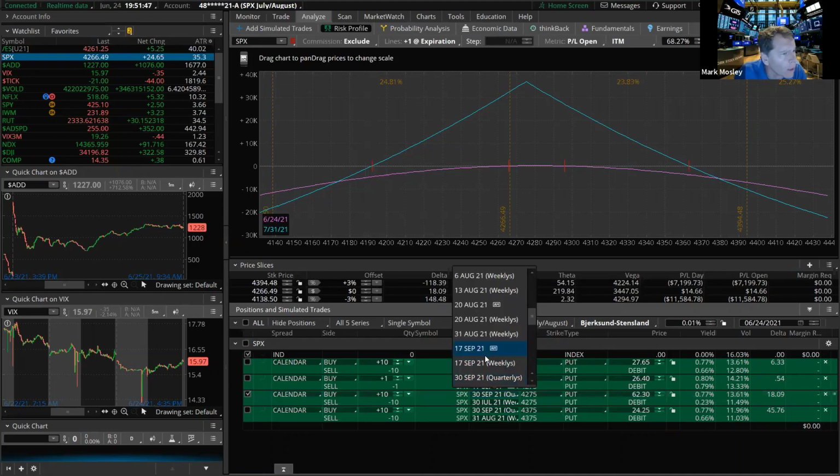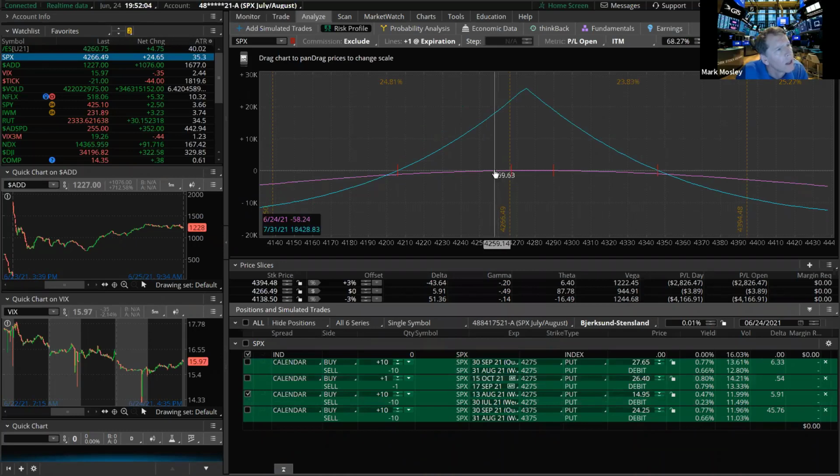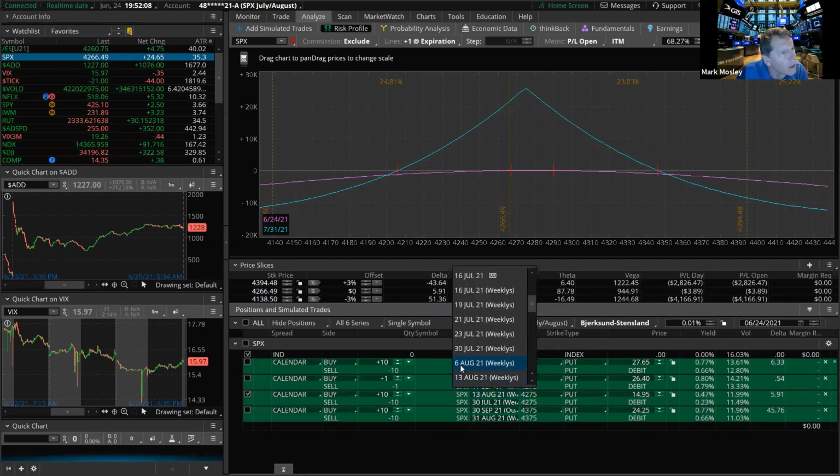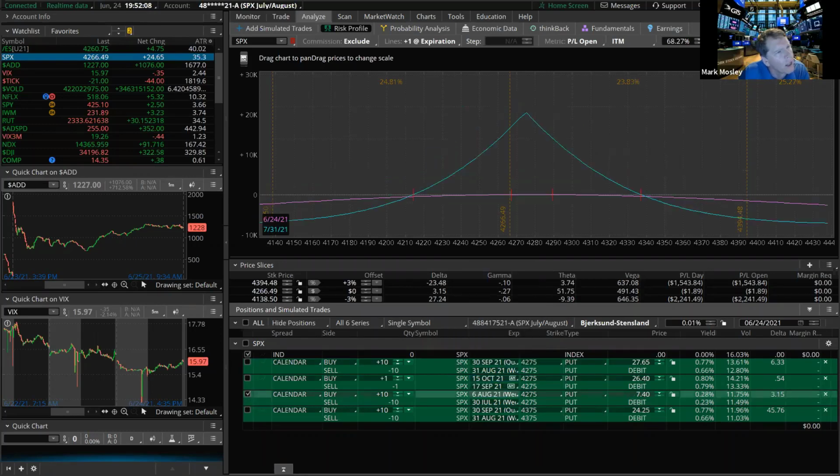And so what we can do is tighten up this expiration. So we're short July 30th. And let me just think through this here. Let's go to August 13th. Look how much flatter that T+0 line got. And I'm going to step it in even tighter. August 6th. Now we're really flat on that T+0 line.